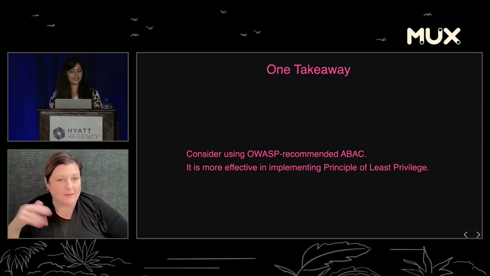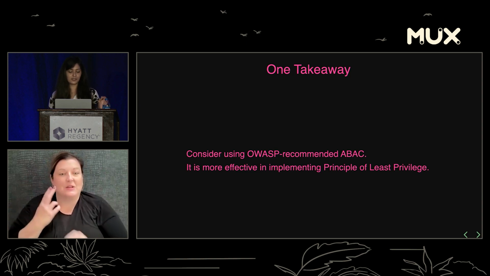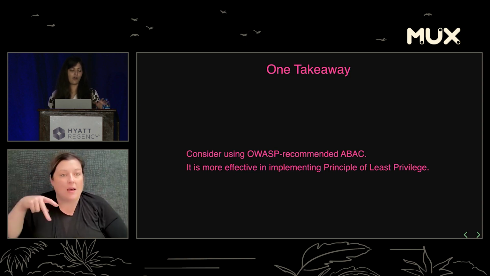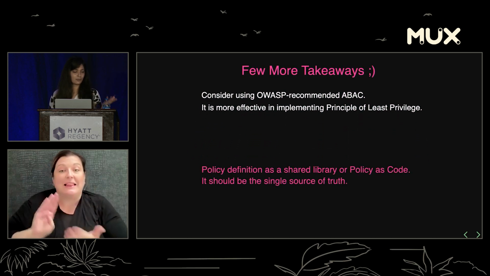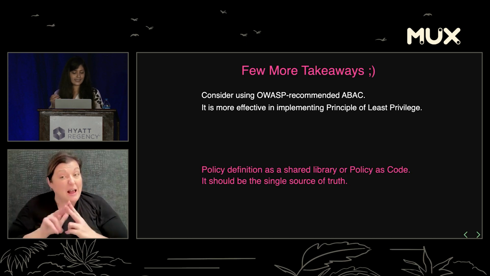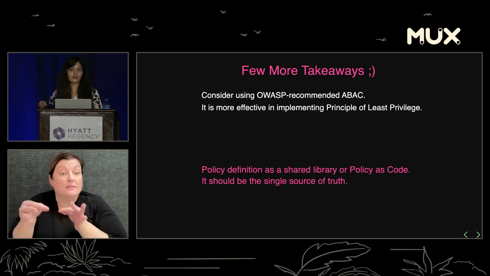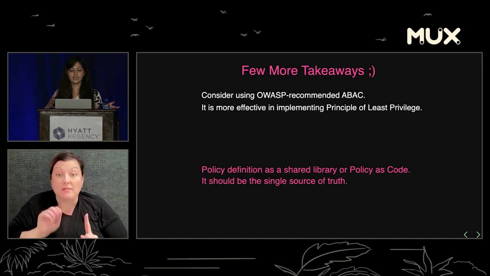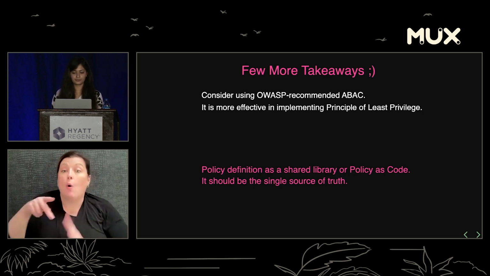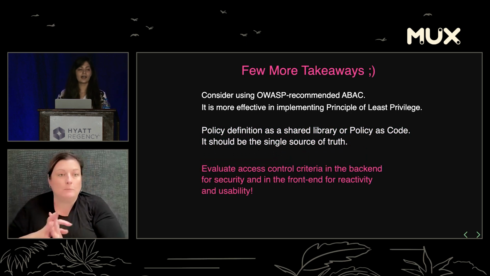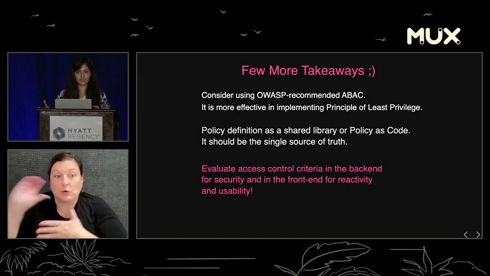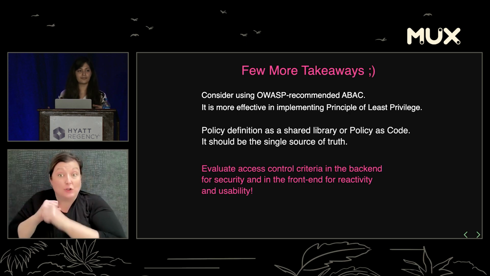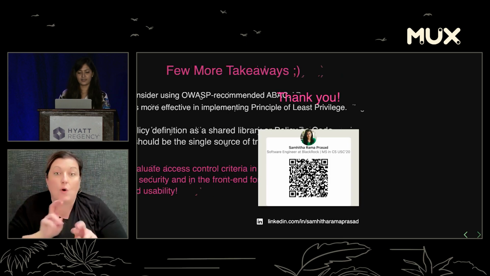but consider using OWASP recommended attribute-based access control. It's more effective in implementing the principle of least privilege. Let me add a couple more takeaways. Your policy definition needs to be a single source of truth, either as a shared library or as policy as code. And lastly, evaluate your access control criteria in the back end for security and in the front end for reactivity and usability.